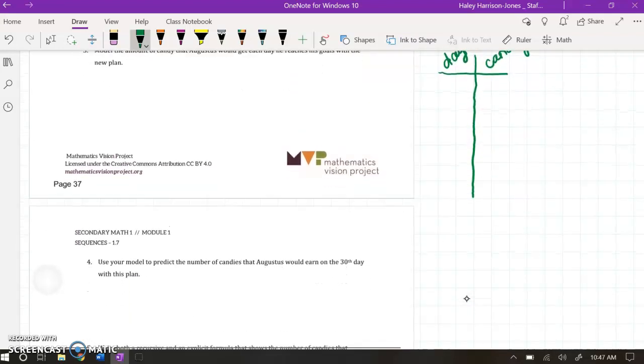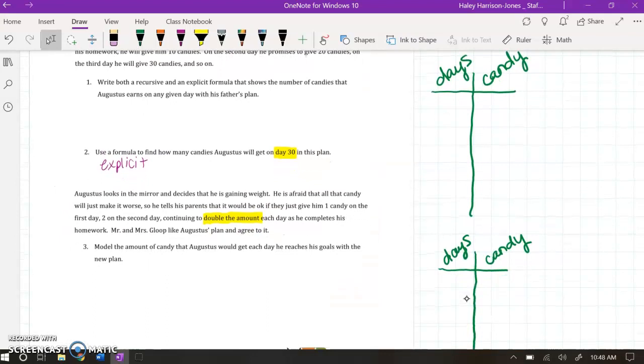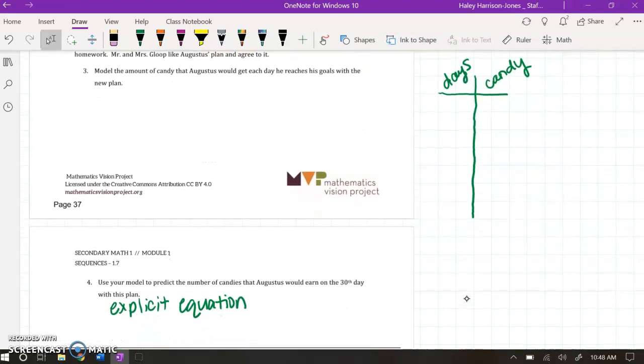Use your model to predict the number of candies that Augustus would earn on the 30th day with his plan. Since you don't know how many candies he's going to earn on the 29th day, you'll need an explicit equation to find out how many candies he earns on the 30th day. Bring this work to class so that we can discuss it.